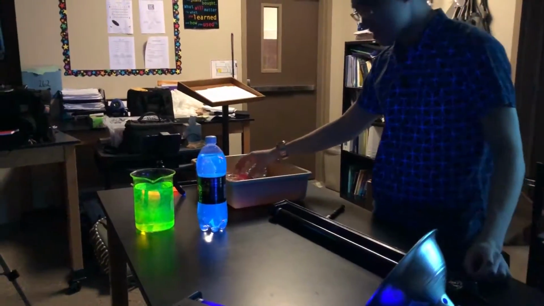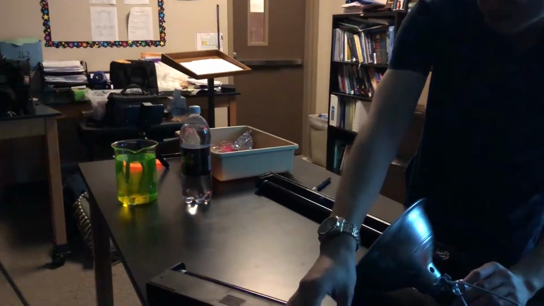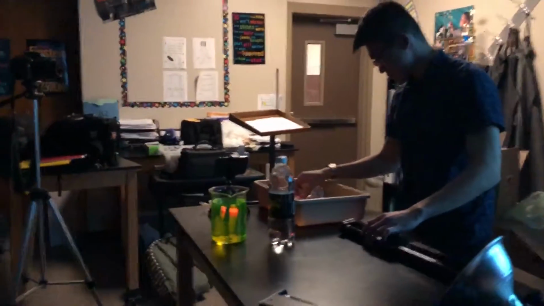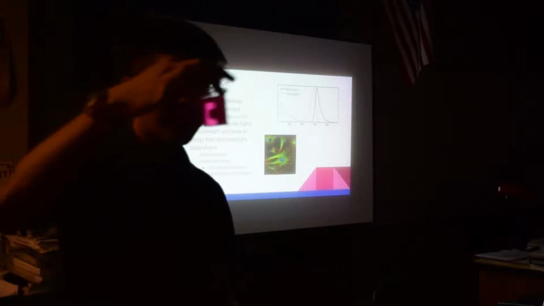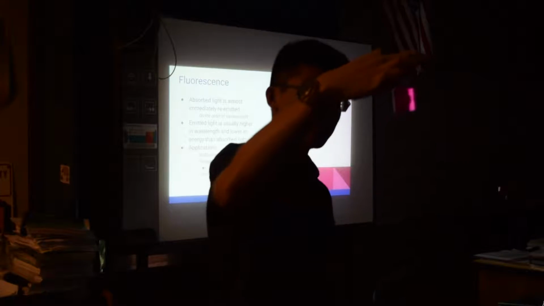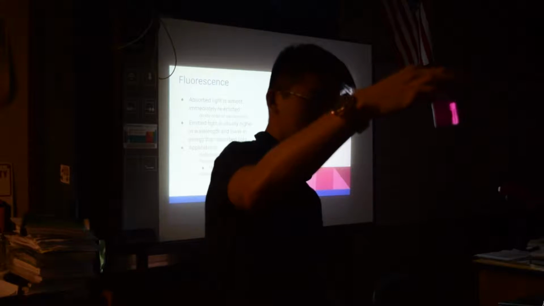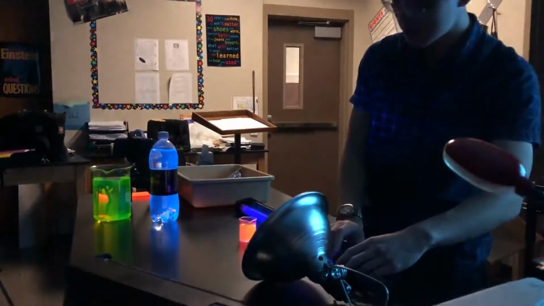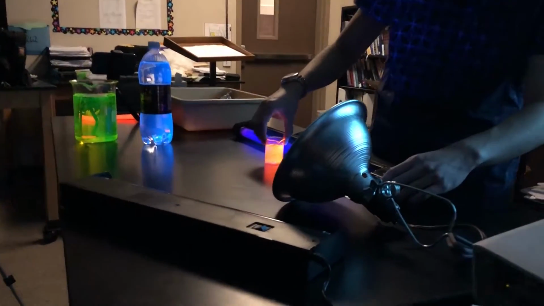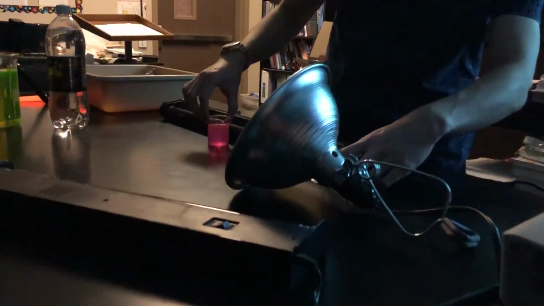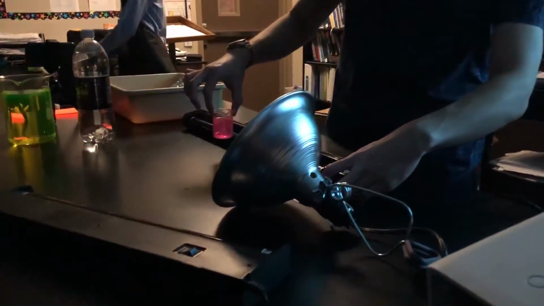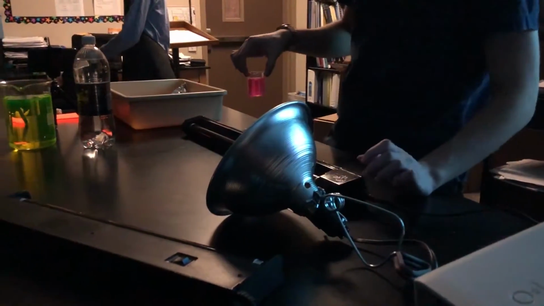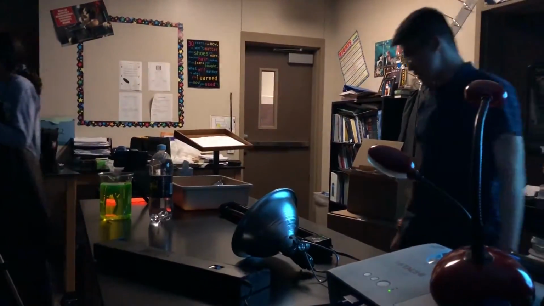Oh yeah, and something cool you can see. This is pink or purple, right? This is the highlighter fluid I put in there. In normal light, it's purple pink. If you turn this on, it turns orange. See that? Pink, orange. Something cool.